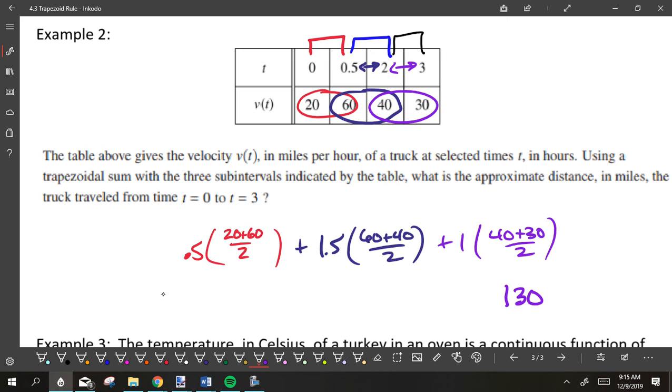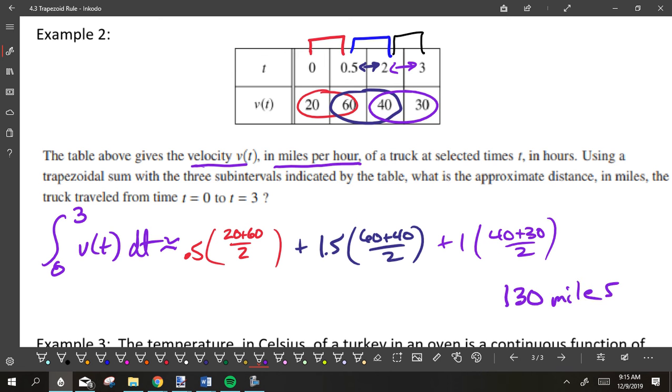It was velocity. Okay? We integrated from 0 to 3 of velocity dt. We approximated that to be this. It got us 130. It was in miles per hour, and we just did the integral of it. So what are my units going to be on this 130? Miles. And I'm going to do a couple lessons at once here, and we'll cover this again later.